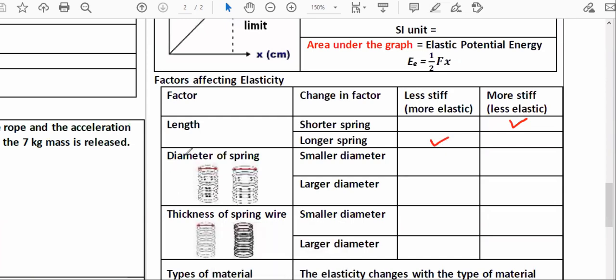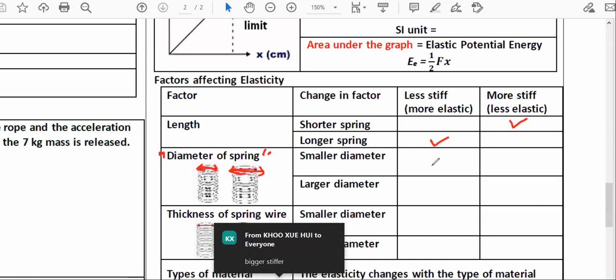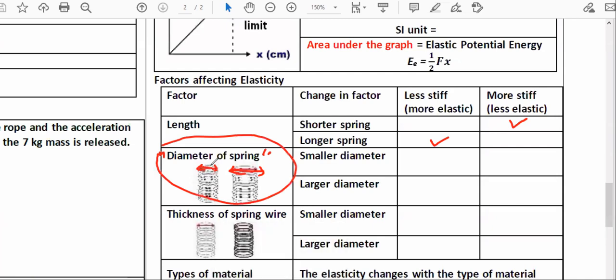How about the diameter of the spring? Now I already showed the diagram. Okay, diameter means refer to this diameter of the spring. So which bigger diameter will be stiffer or smaller diameter less stiff? Everything I refer to as stiffer. What do you think? Okay, some people say bigger, some people say smaller. Okay, I skip this one first. Sometimes this diameter of spring is harder to get the idea, okay? But I explain in a short while.